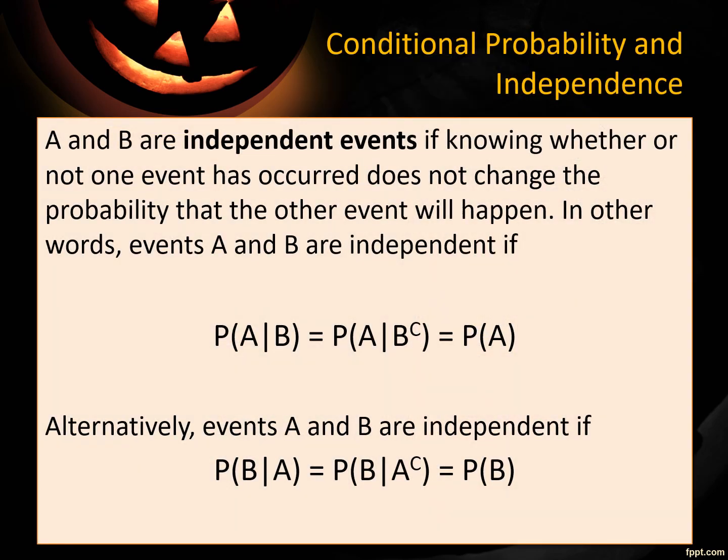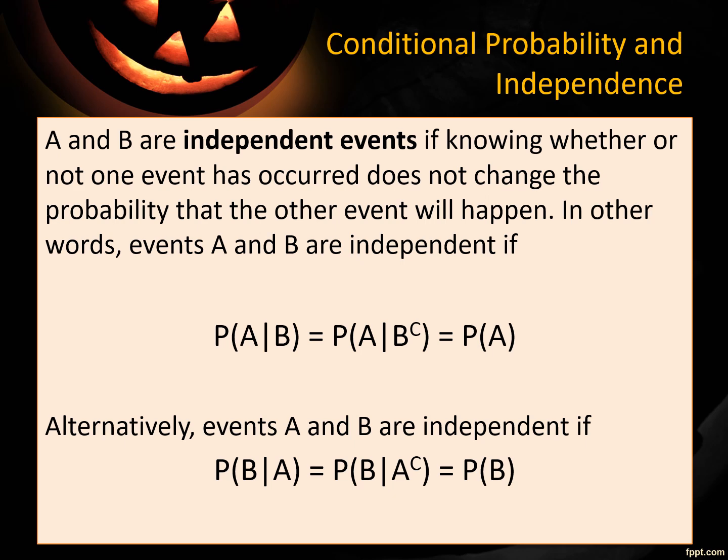And that's, I think, one of the easiest ways to think about independence. It's a really tough concept. We'll talk about it a lot. But looking at this idea that knowing something, if something is independent, that means that if I know something is true, it does not change my probability. So again, to have it written down in words, A and B are independent events if knowing whether or not one event has occurred does not change the probability that the other event will happen.